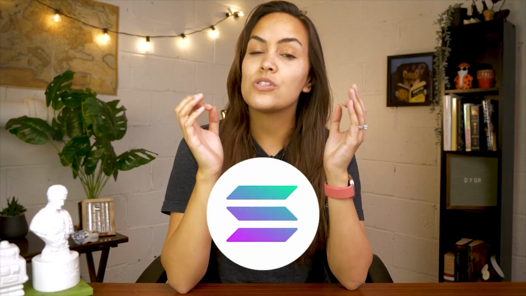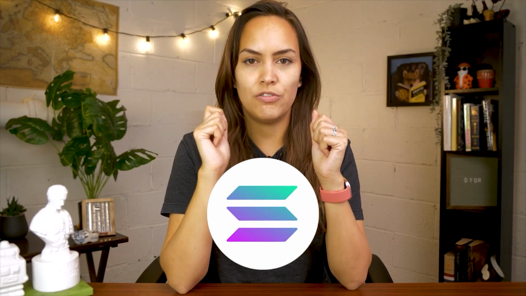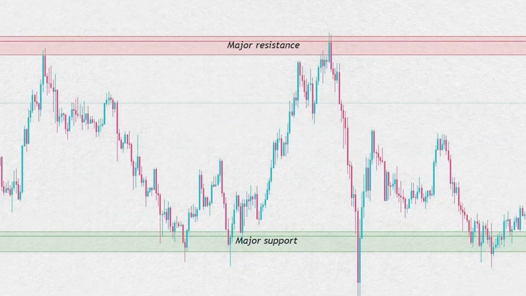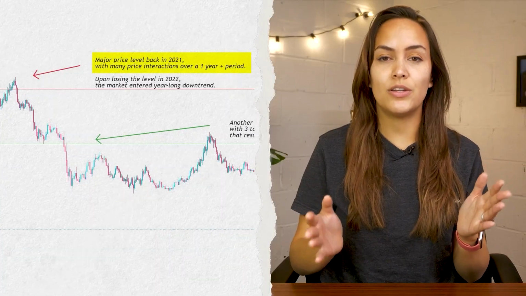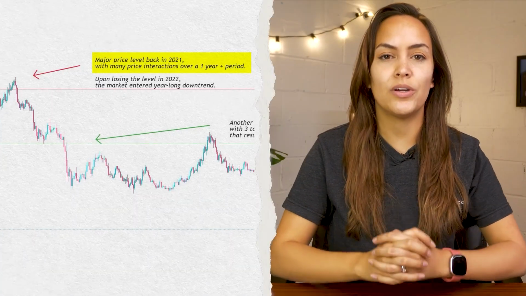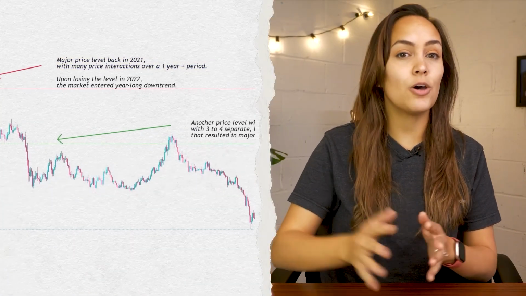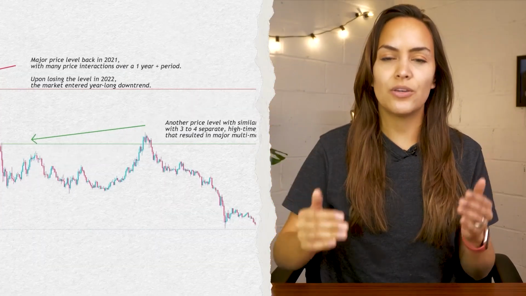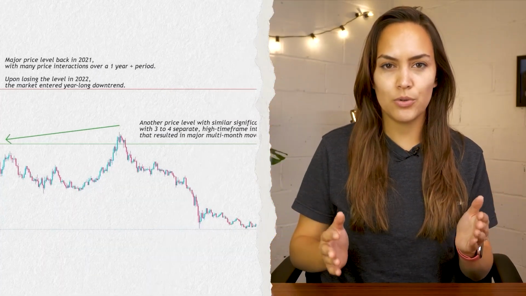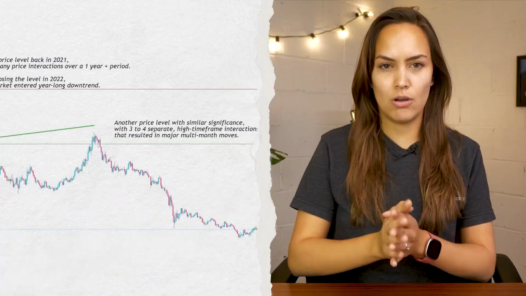For example, let's take a look and analyze the support and resistance levels on the 12-hour Solana chart in 2024. Here, you'll see the major support and resistance levels. For context, these price levels have historical significance as these levels were defended over a year back in 2021 and 2022. Price interaction with these levels had resulted in big upward and downward moves till the eventual loss of both levels, which was followed by a year-long sell-off.